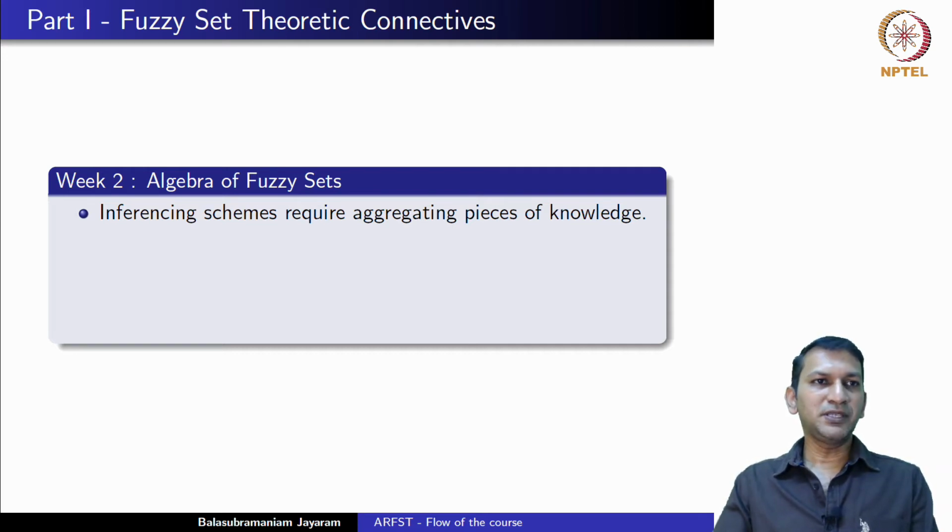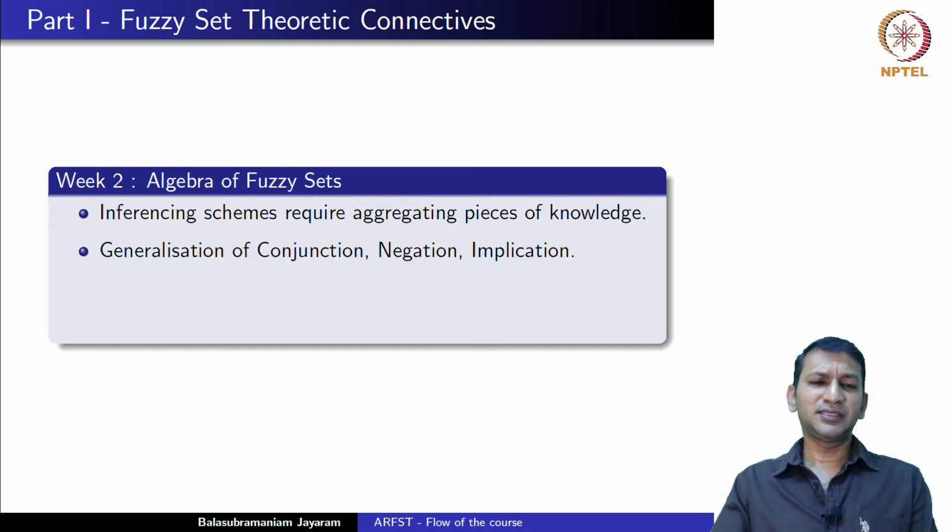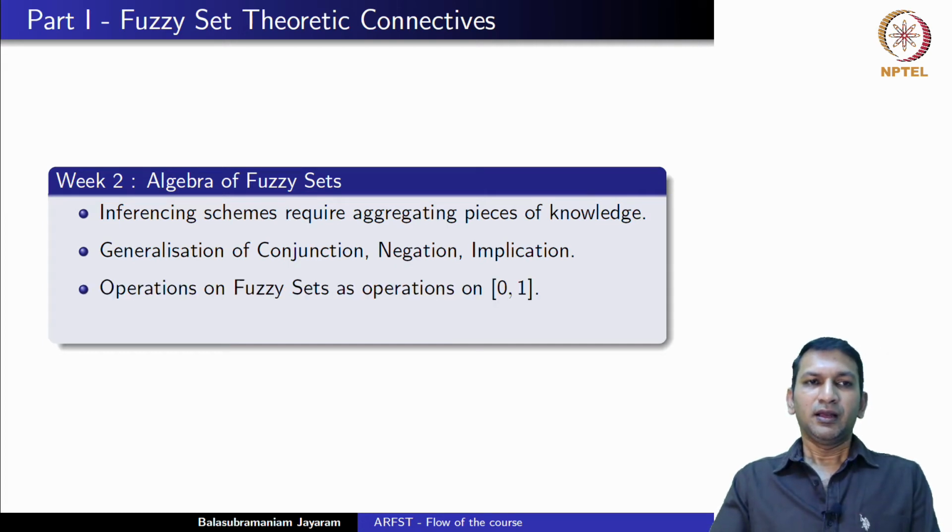Now, we will have many pieces of knowledge, and along with the input, we need to aggregate to come up with a reasonable conclusion. This necessitates that we generalize conjunctions, negations, and implications from the corresponding classical set theory. We will see that operations on fuzzy sets can be seen as operations on the unit interval.